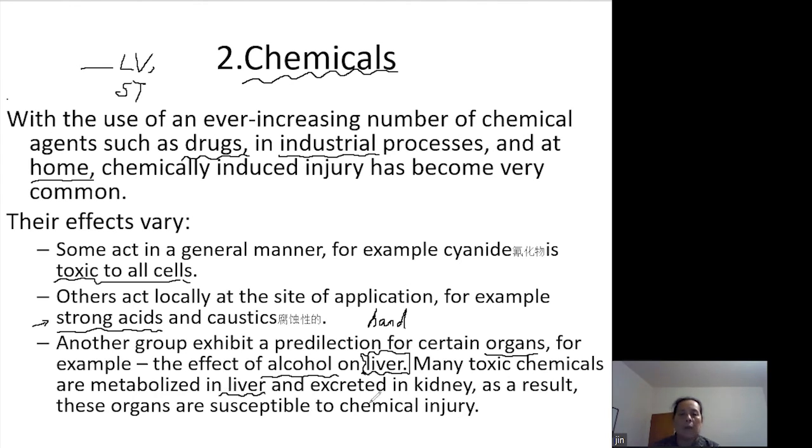So all the chemicals, all the toxins, are metabolized in the liver and released through the kidney. But if you use too much, the liver will not be able to deal with that big amount of toxins, or even if it can, the liver needs to overwork. So that's still possibly damaging the liver's function. So that's for the chemicals. Chemicals may cause injury.